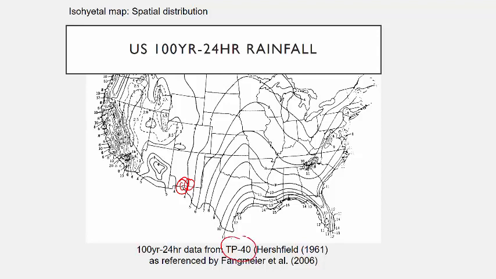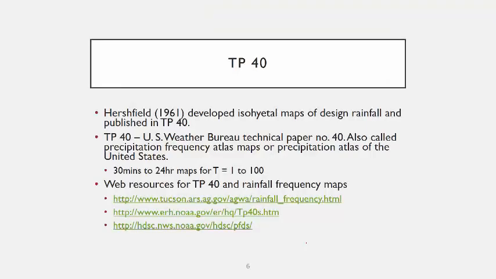This is taken from TP40, which was done in 1961 and has every possible storm that you can imagine: 100-year 24-hour, 100-year 1-hour, all of that. It has it in spatial distribution and also as tables. There are different sources to find that TP 40, the U.S. Weather Bureau's Technical Paper 40, that's why it's TP40.